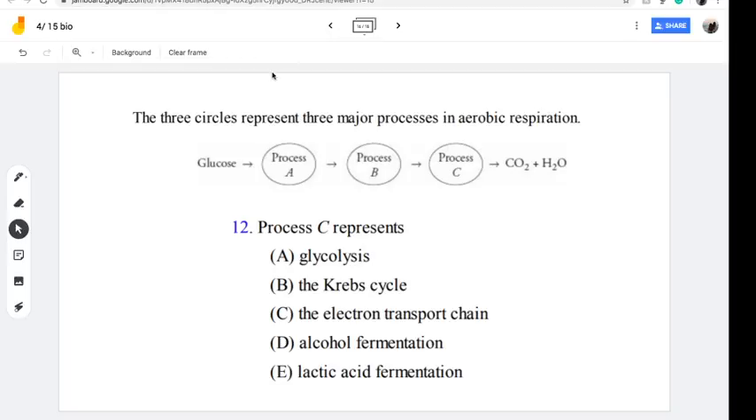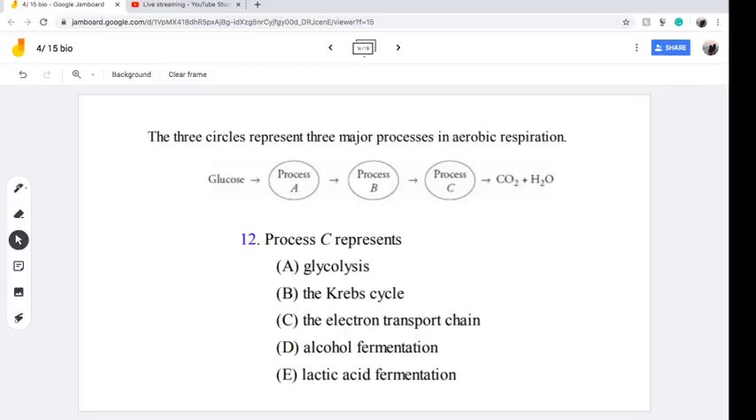So this is the same diagram but a different question. This asks what process C represents. So I'll give you guys a couple of seconds to look at that.